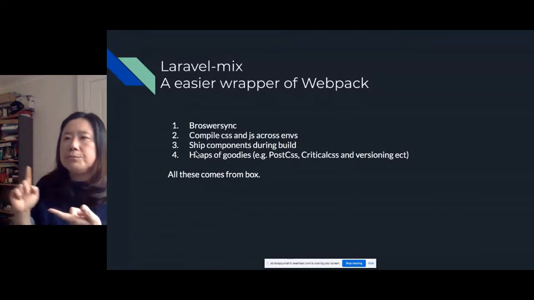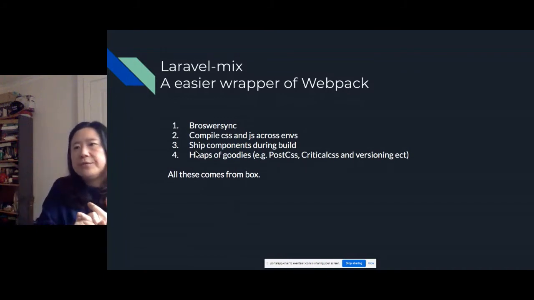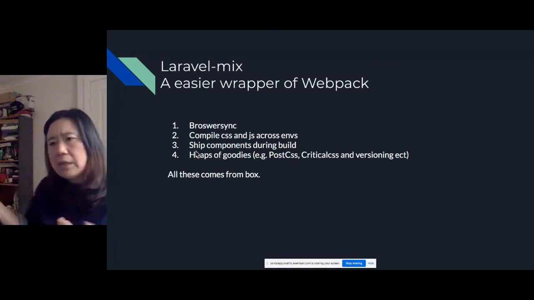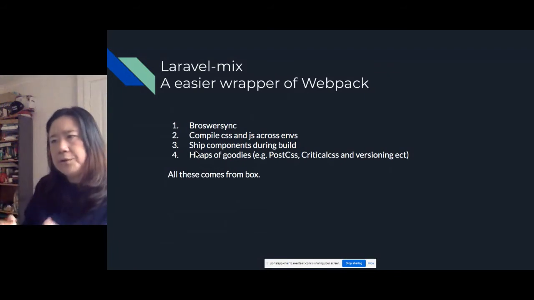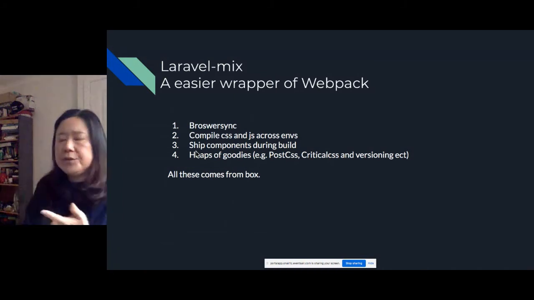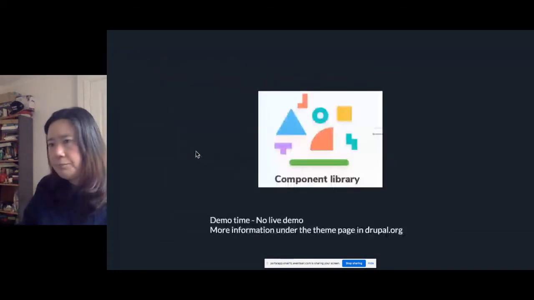You get BrowserSync. It can automatically compile CSS and JS for you. A good thing is it can ship components from one location to another. There are heaps of goodies in there, so you can use PostCSS and critical CSS, and versioning comes out of the box. You can just use that as a package.